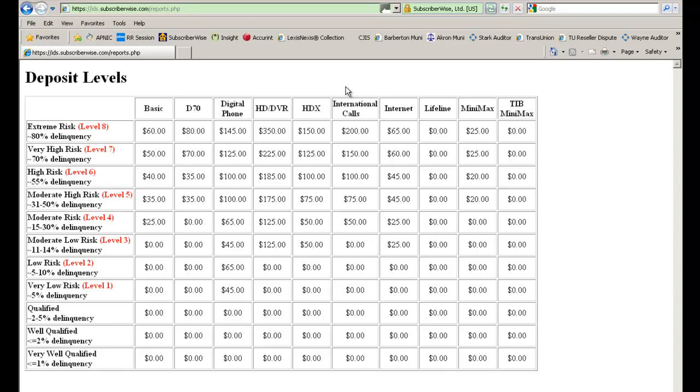So we're looking just at one operator's levels, and it's important to understand that systems around the country define their business process differently. There is no right or wrong business policy. SubscriberWise does provide suggestions and guidelines based on best practices and a system that's been in use for nearly 10 years. Ultimately though, the communications operator makes the decision on where those levels should be set and for what offerings.